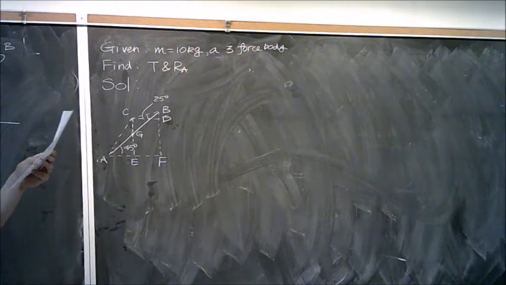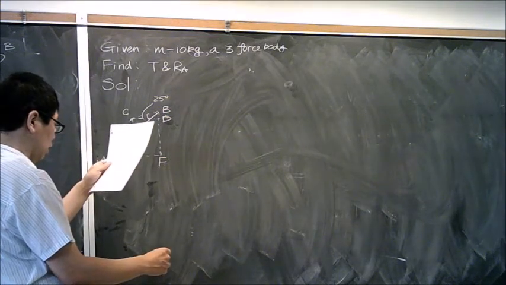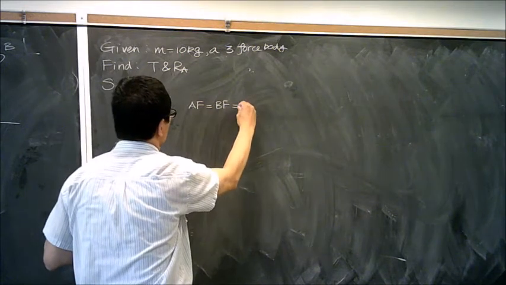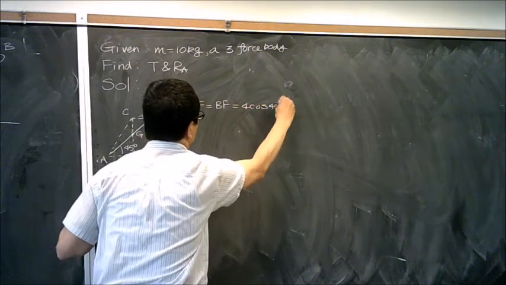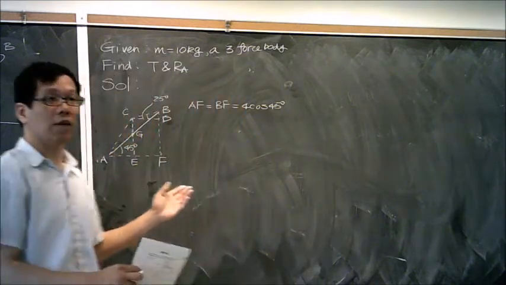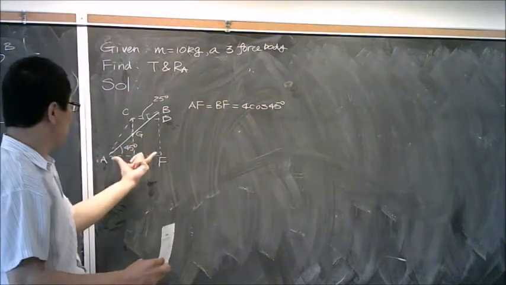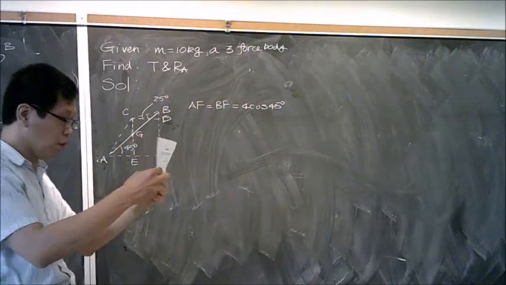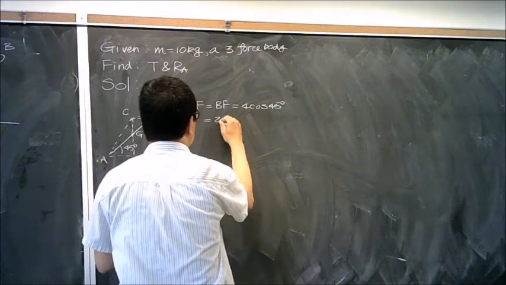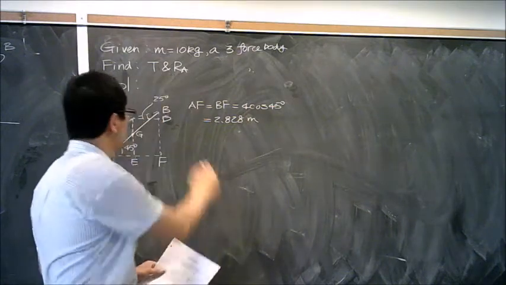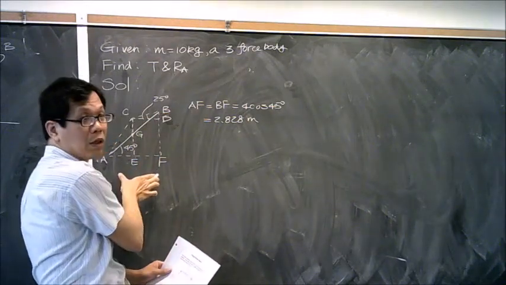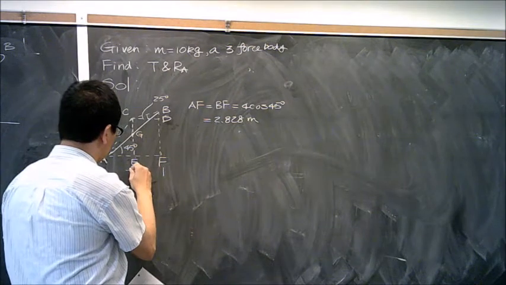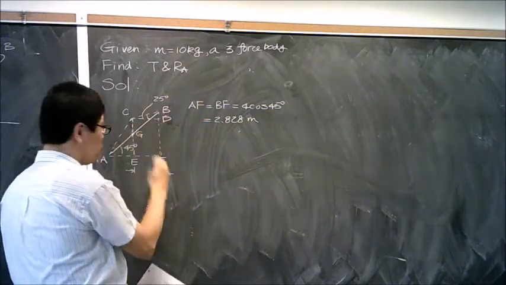So, what do we get? We get AF equals BF equals 4 cosine 45 degrees. Right? Because this is 4, so this must be 4 cosine 45, and this is 4 sine 45 degrees, but they're identical. So with this information, we get 2.83 meters over here. What else? This is 1/2 of this line, right?